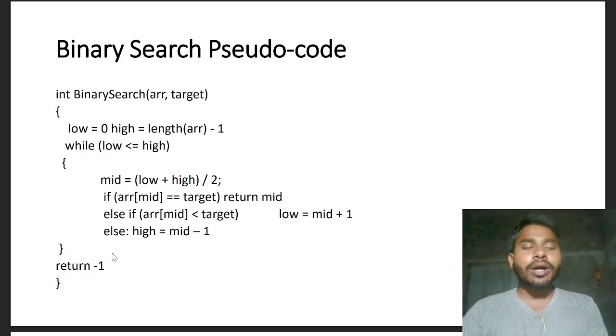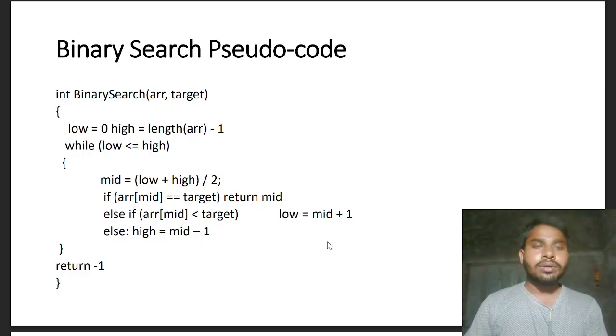So this will execute until we find the target value, or until the low pointer is no longer less than or equal to high. There will be some scenarios where the target element is not in the array. In that case, we will simply return -1.